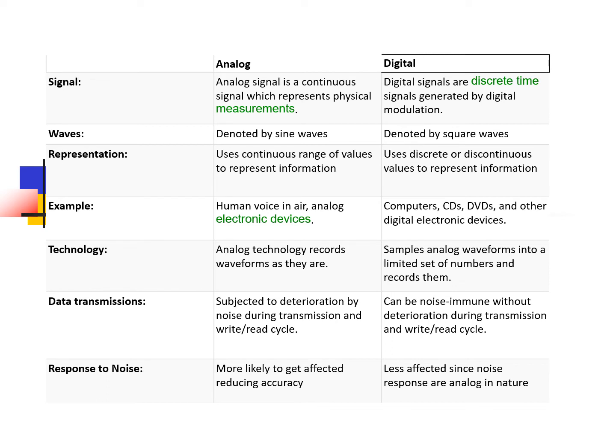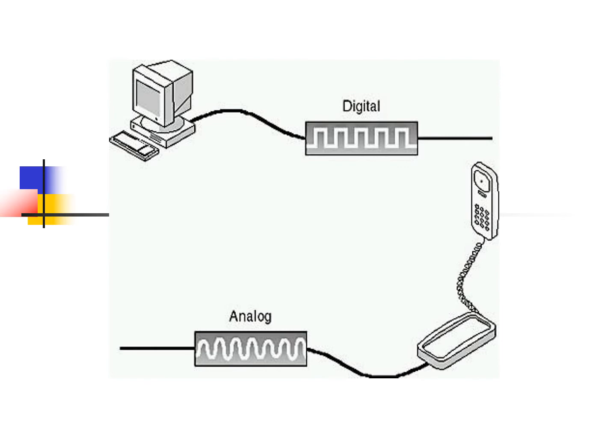For data transmission, analog is subjected to deterioration by noise, while digital can be noise immune. In response to noise, analog is more likely to get affected, reducing accuracy, while digital is less affected since noise responses are analog in nature. Digital signal is used in computer systems operated by binary codes, while analog signal is used in telephone system, wherein sound is converted to electric signal and sent through optic fibers in the cables of telephones.